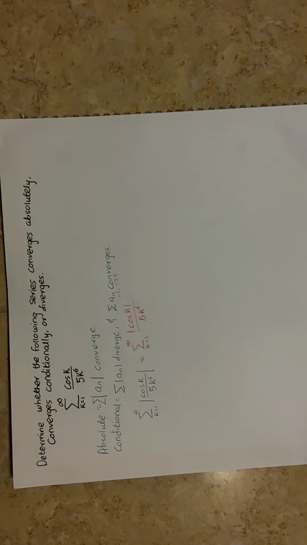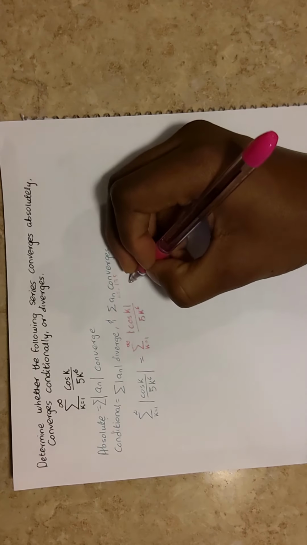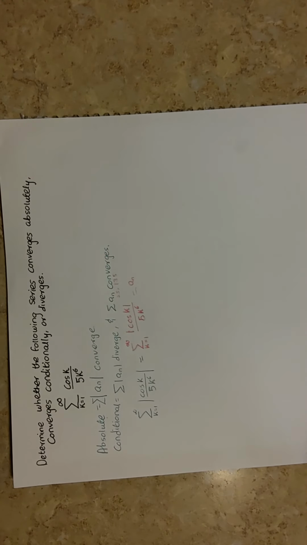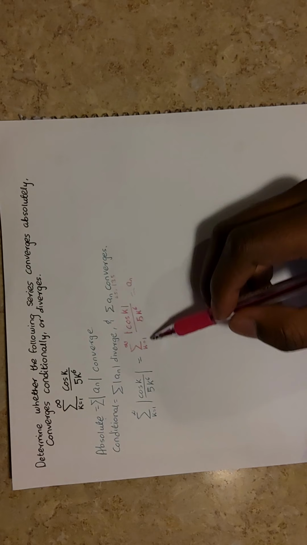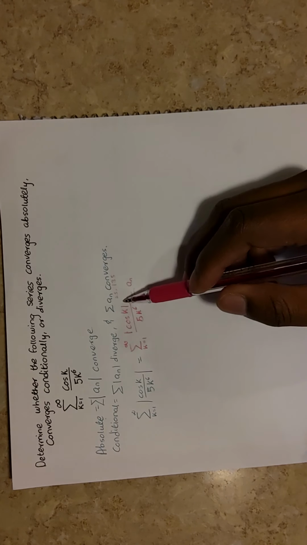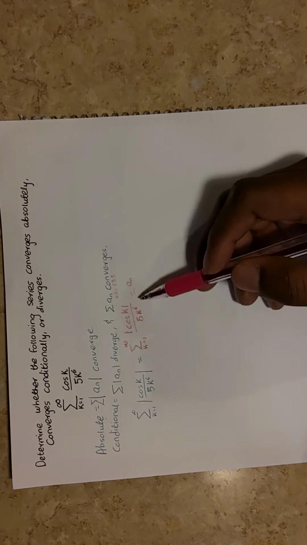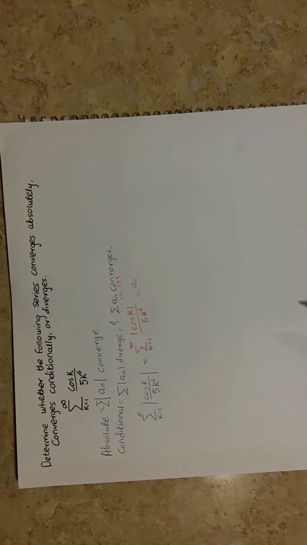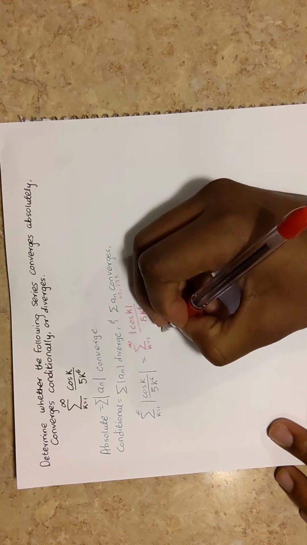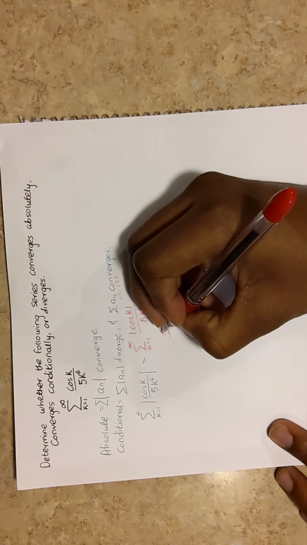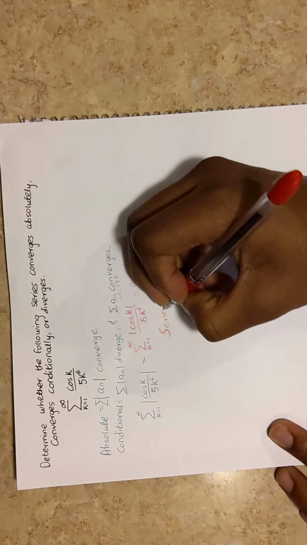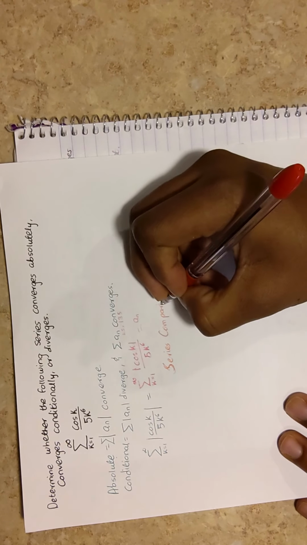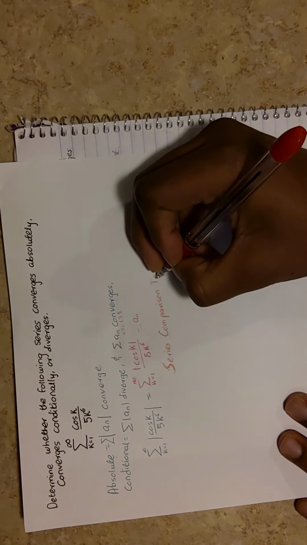So now that we've established our a sub n, we have to use another test to distinguish this from this. We have to kind of compare, right? So on that note, we're gonna have to use the series comparison test.